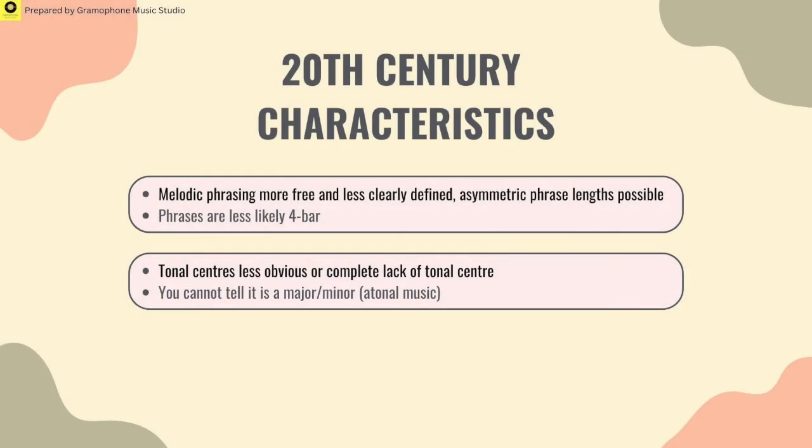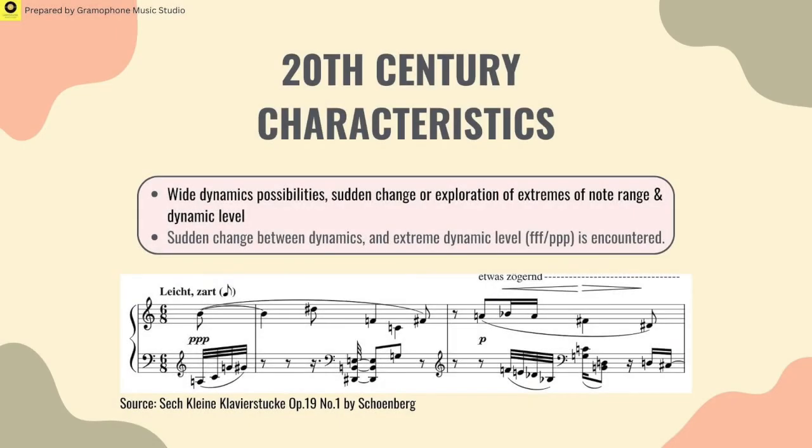The melodic phrasing is more free and less likely to be in 4-bar. Sometimes it's hard to tell if the piece is in a major or minor key, which means it could be atonal music. You will also hear a lot of sudden changes between dynamics, and extreme dynamic levels such as triple forte or triple piano are encountered. Let's hear this example by Schoenberg from the Six Little Piano Pieces, Opus 19, No. 1.